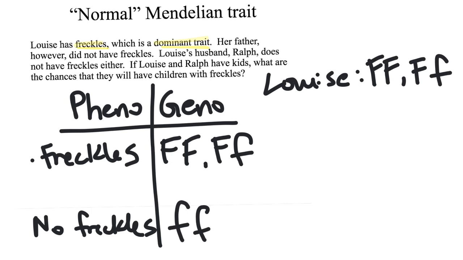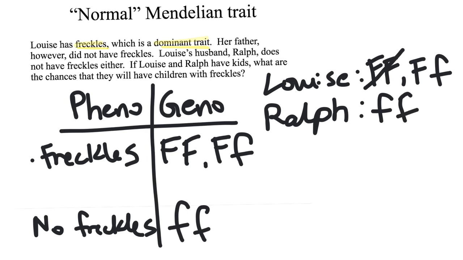But they give you information about her father. Anytime they bring in a father of a character, that's normally to help you cross out one of two possibilities. Here they tell you her father did not have freckles. He didn't have freckles, which means he had two little f's, right? That's the only way to not have freckles. And as a dad, he has to give one of those little f's to his daughter, so we know that she cannot be big F, but she has to be big F little f, and that little f came from her dad. Okay, so there's Louise. Ralph is a little bit easier because it tells you he doesn't have freckles. And looking at our chart, we know if you have no freckles, then you have to be little f. That's the only option there.